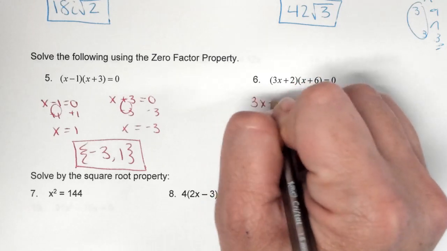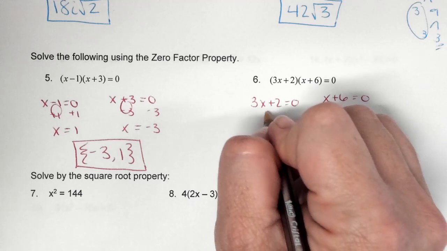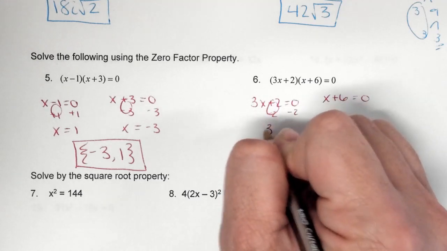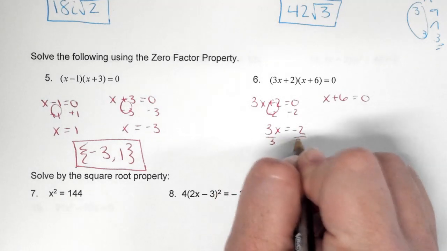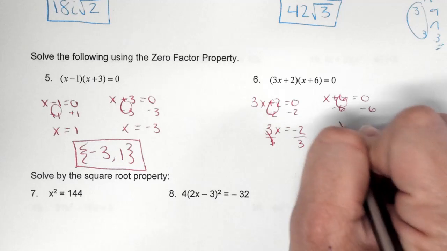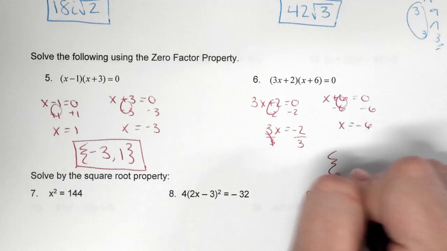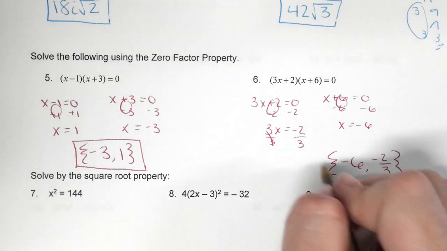Here, 3x plus 2 equals 0, x plus 6 equals 0, so minus 2, 3x equals negative 2. Divide by 3, and I get negative 2/3. Minus 6, x equals negative 6. Smallest is negative 6, and then negative 2/3.